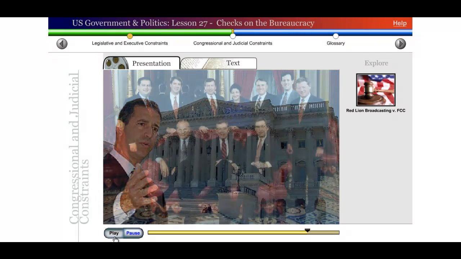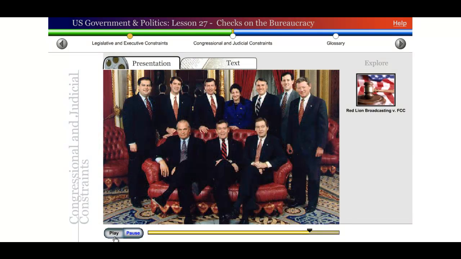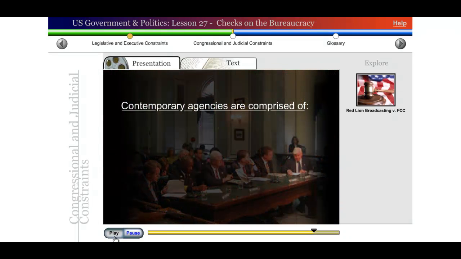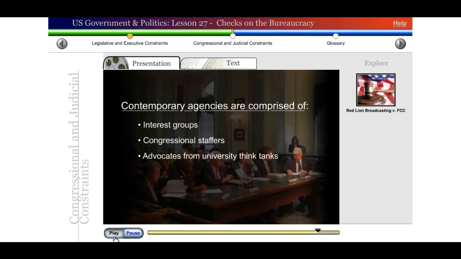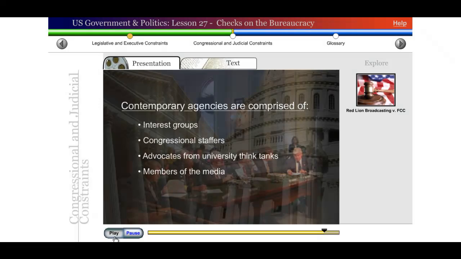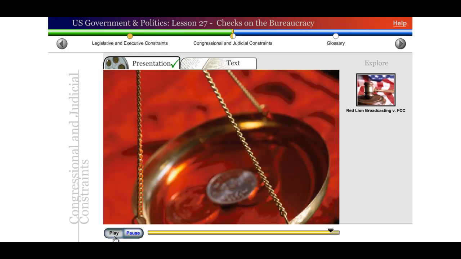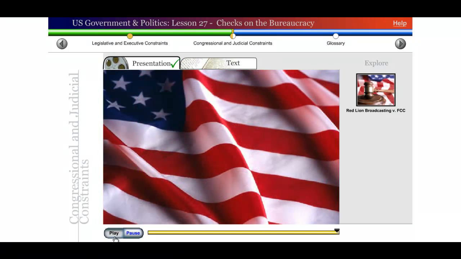In their minds, the growing numbers of interest groups with competing interests are decentralizing Congress. Contemporary agencies, they argue, have become issue networks. Comprised of interest groups, congressional staffers, advocates from university think tanks, and members of the media, issue networks debate policy while focusing on the promotion of their respective political philosophies. Iron triangles or issue networks, it is clear that bureaucratic agencies continue to seek ways to balance the numerous constraints placed on them by all branches of government. Ultimately, their fight to maintain the balance of governmental power helps assure the continuation of democracy in America.